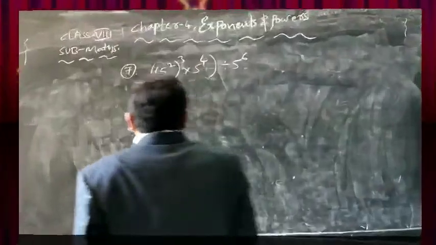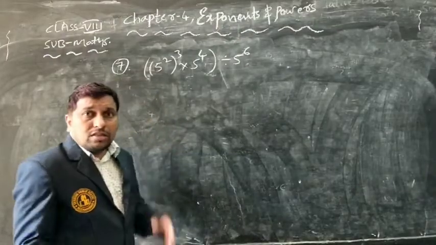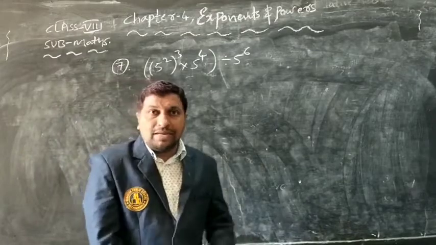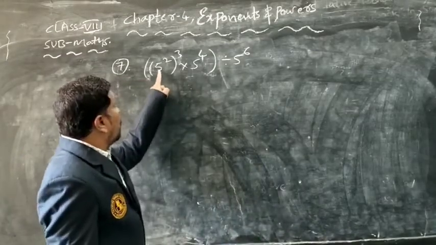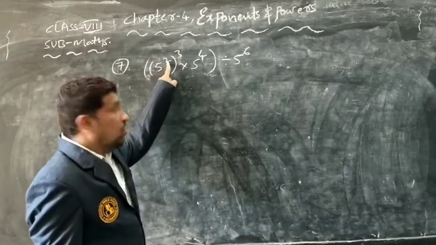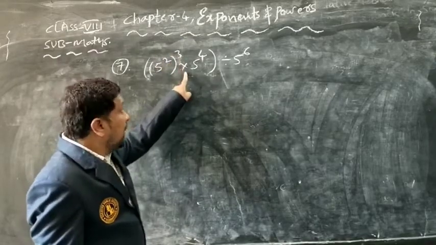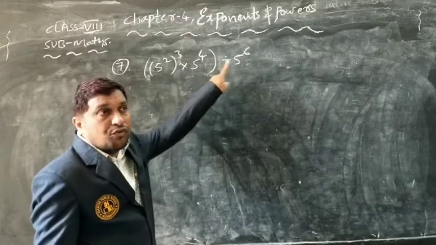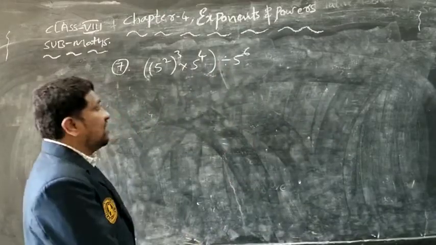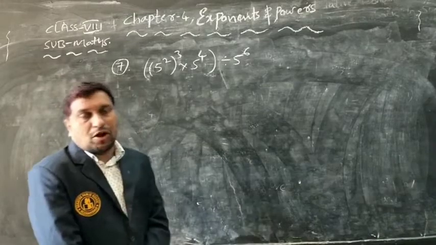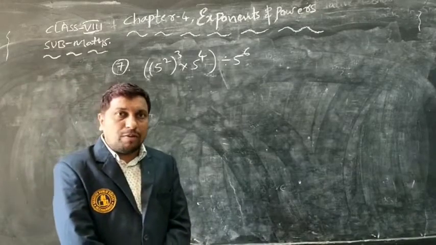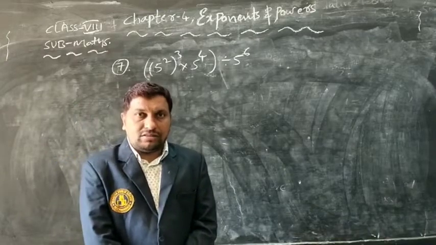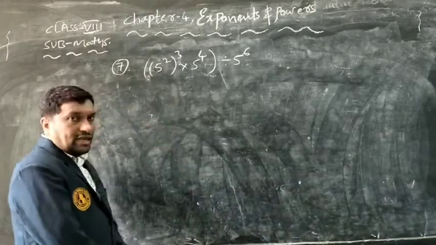Okay, go for it. This is our seventh problem. This is a different type. What is the problem? 5 to the power of 2, whole to the power of 3, into 5 to the power of 4, divided by 5 to the power of 6. Simplify this problem. Okay, how to simplify? Here also we can use some law of exponents. Here one formula is there.